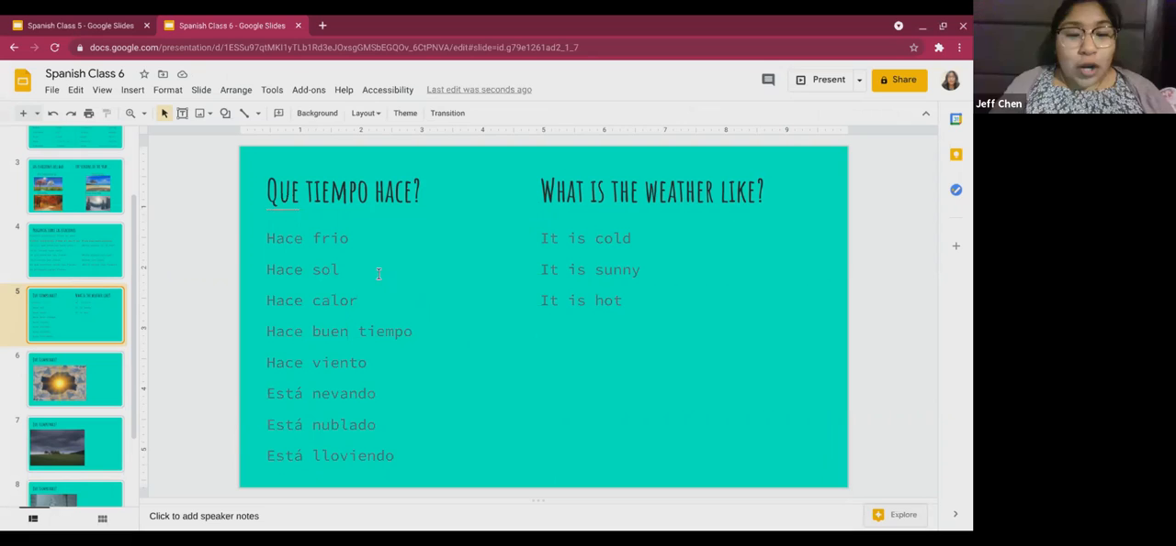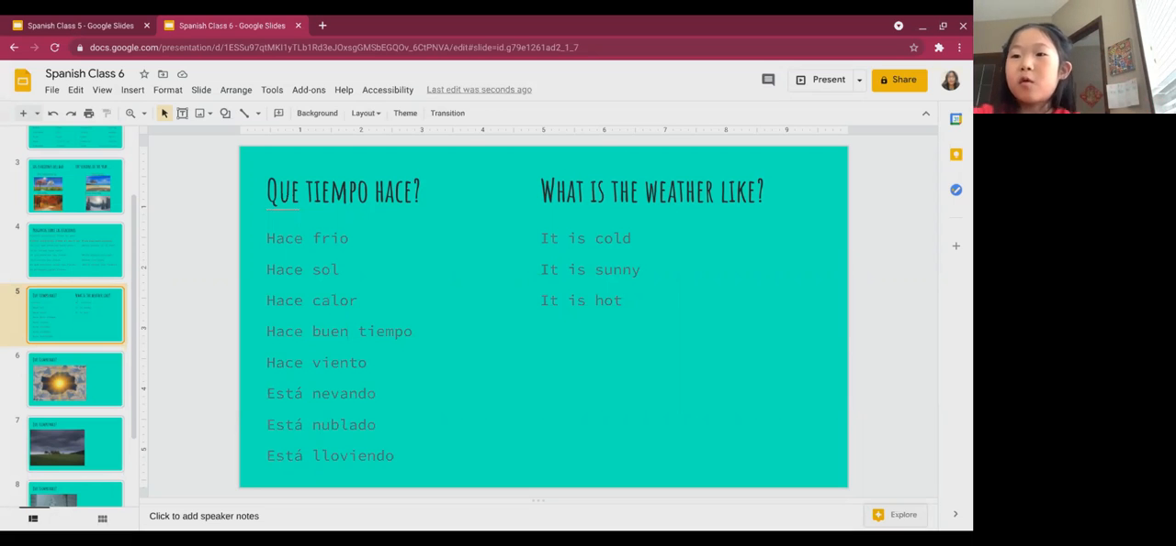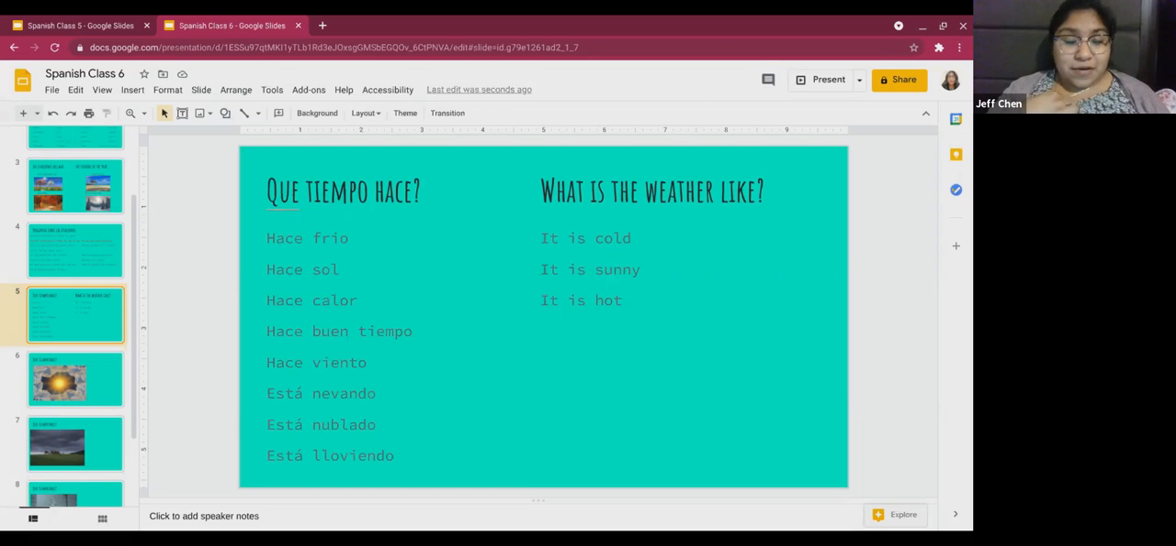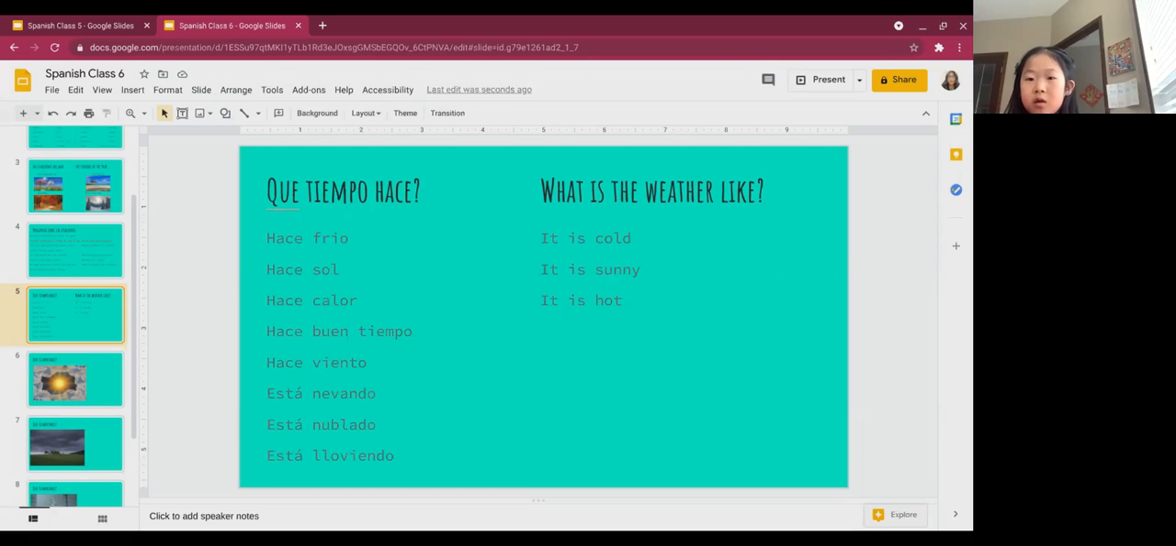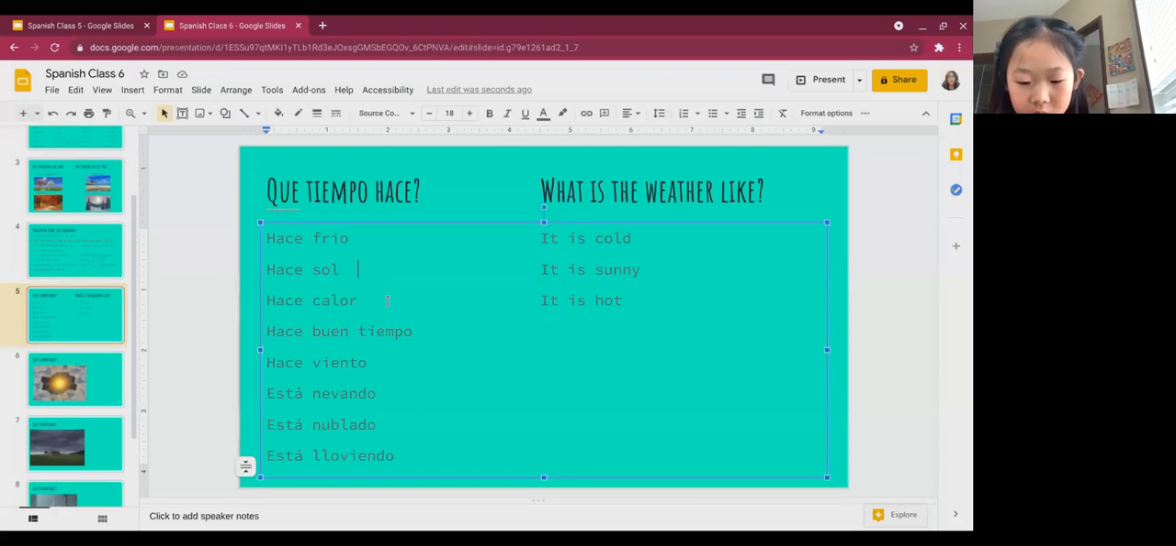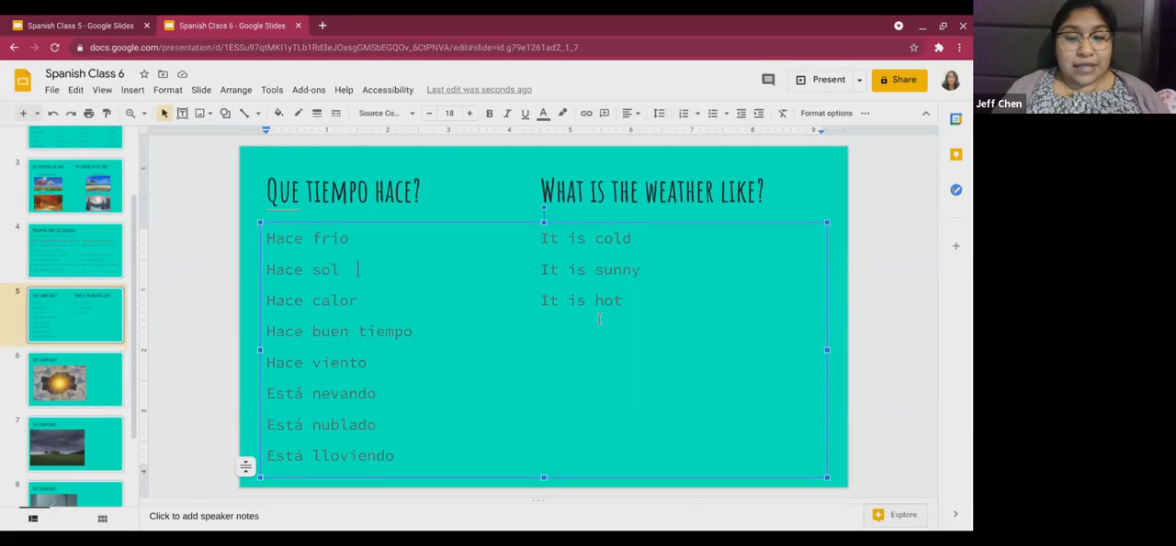Sol. Hace sol, yes. Is sol morning time? Sol means sun, right? So when do you see the sun? You see it in the morning time, in the daytime, right? Hace sol. Okay, so it is sunny. Hace calor means it is hot.